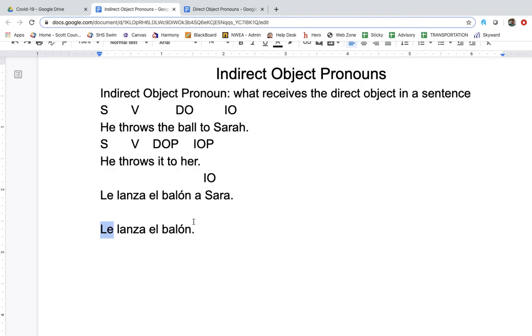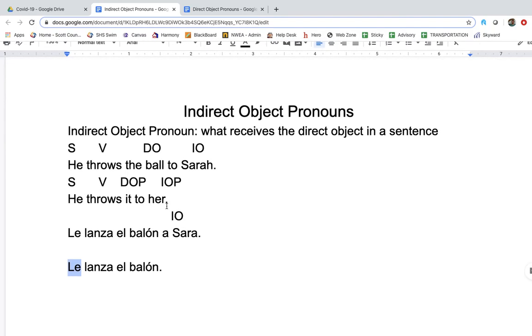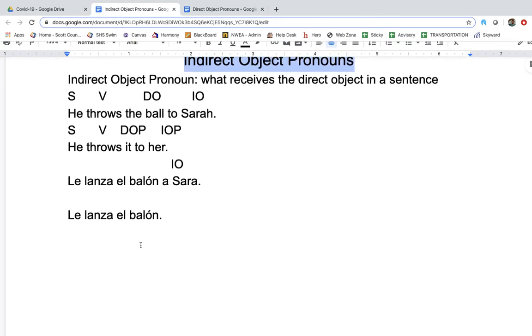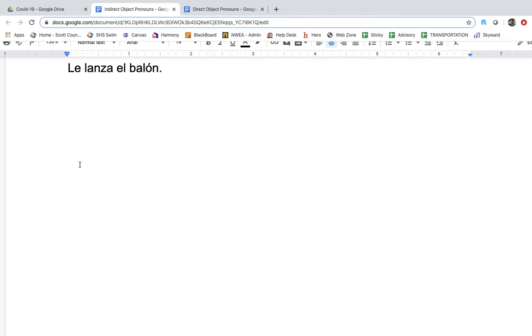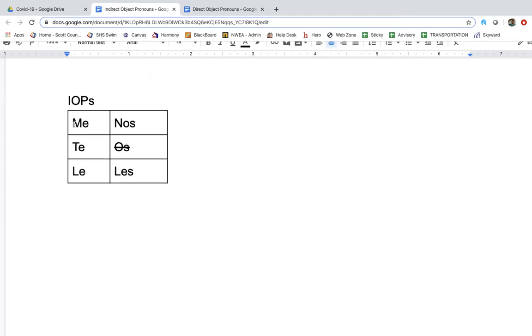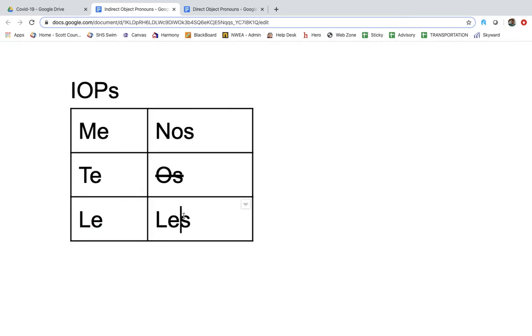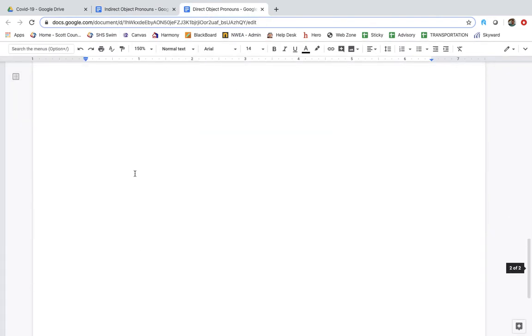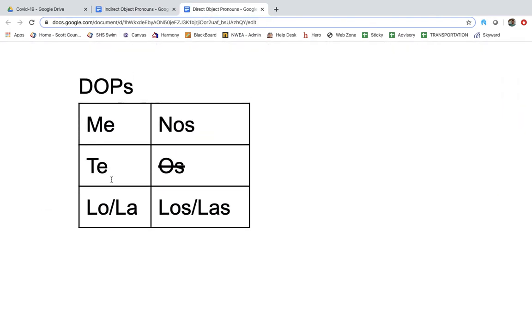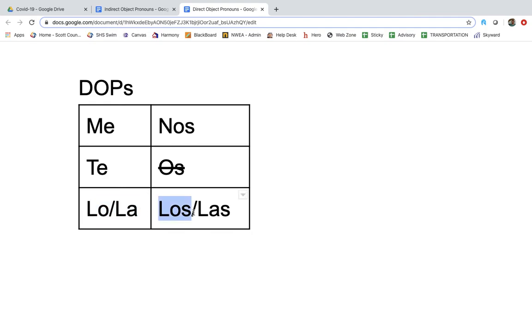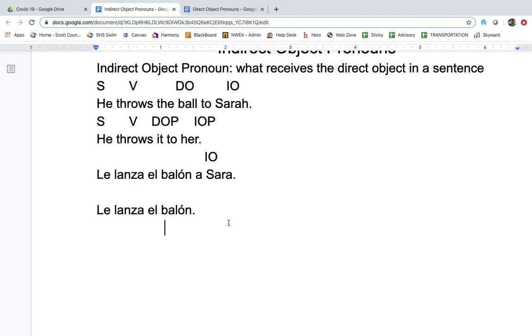And that is really all there is to indirect object pronouns. The main thing is to just not confuse them with direct object pronouns. Indirect object pronouns are really, really easy because we don't have to worry about gender at all. We just have le and les. It's not like direct object pronouns where we had lo, la, los, and las and had to worry about gender. So IOPs are a lot easier. They do follow all the exact same rules as DOPs and reflexive pronouns.